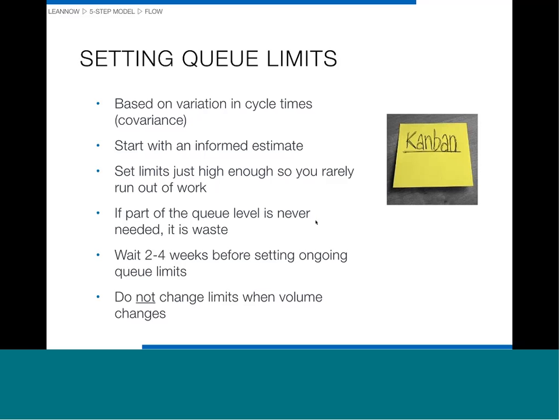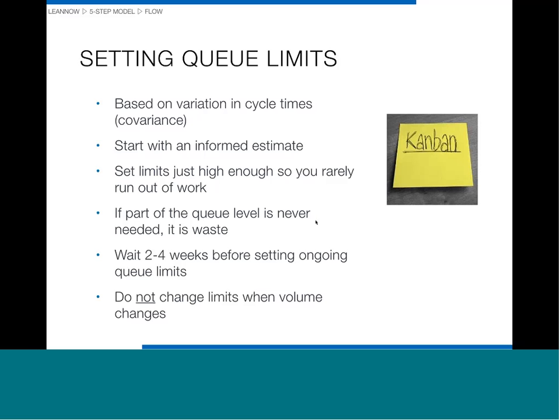Well, that's good in theory. It's very hard to calculate that. And so what we generally do is start with an informed estimate. And the way we get the estimate is we ask ourselves, what limit would be just high enough so you very, very rarely run out of work between these two processes. That's probably just about the place you want to start out for setting your Kanban limit.